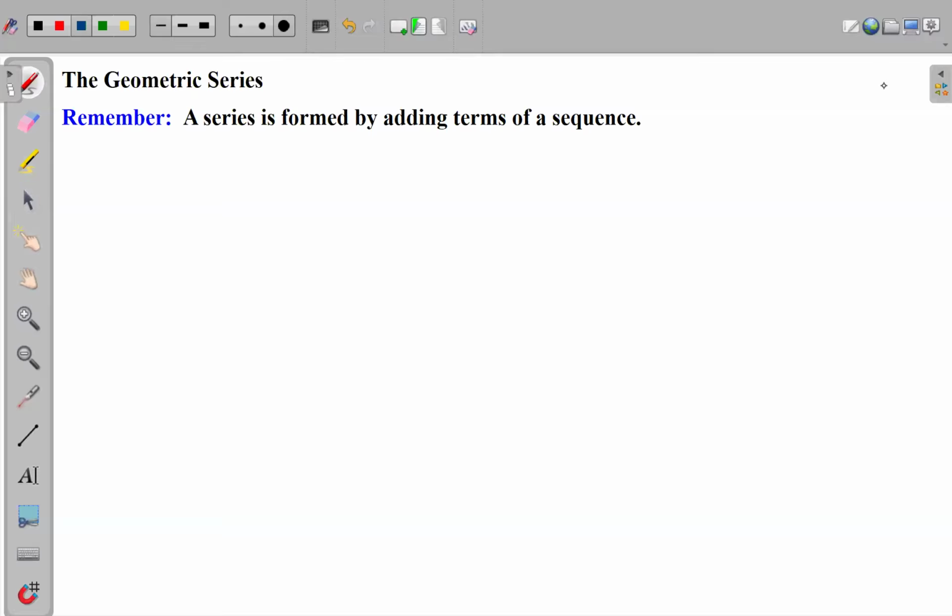All right, guys. Let's get to it now. So today we're just going to look at the geometric series.